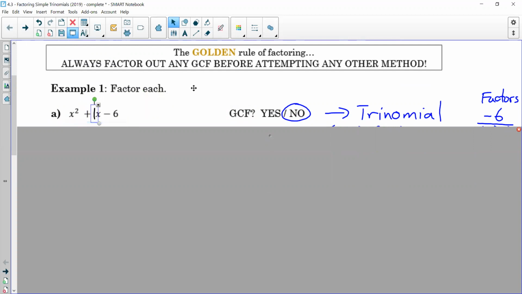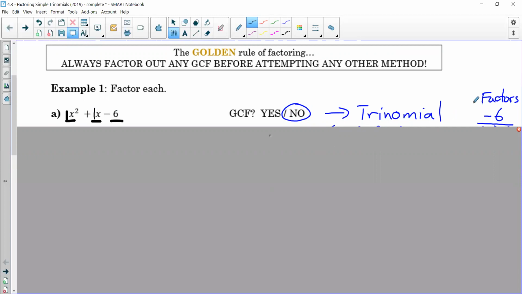Okay, so we do have a trinomial. Is there a greatest common factor? The answer is no, because there's nothing the three of these terms have in common. These all have a value of 1, 1, and 6. Now the only common factor is a 1, which is not helpful to us. So there's no greatest common factor, but it is a trinomial.